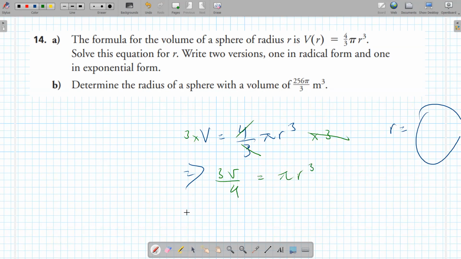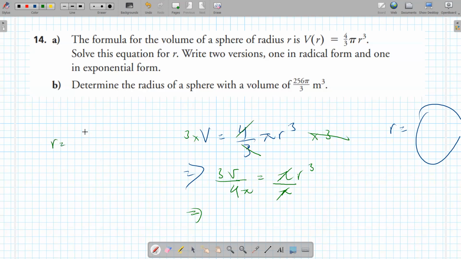Now pi is just a constant. It's like having a 2 there. So what you do is you divide both sides by pi. So the pi drops down there. So now you have r cubed is equal to 3V over 4 pi. How do you get rid of that cubed? You cube root. Yeah, you cube root.